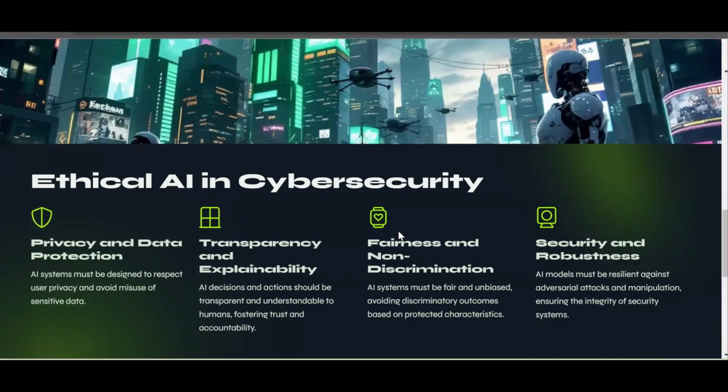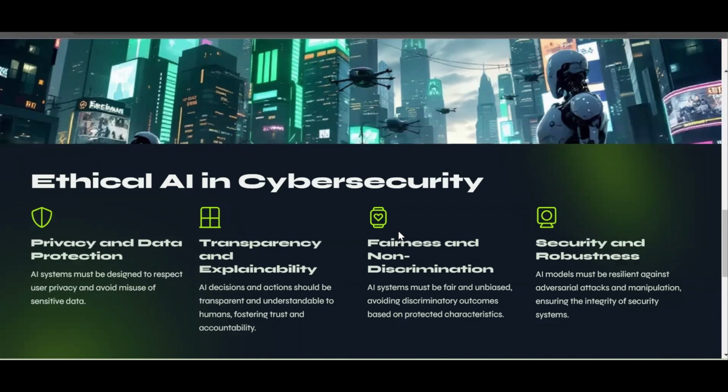The third thing is fairness and non-discrimination. Discrimination is again a sensitive area. So AI systems must be fair and unbiased. It should not take the side of one and neglect the other, right? It should be fair and unbiased, avoiding discriminatory outcomes based on protected characteristics.